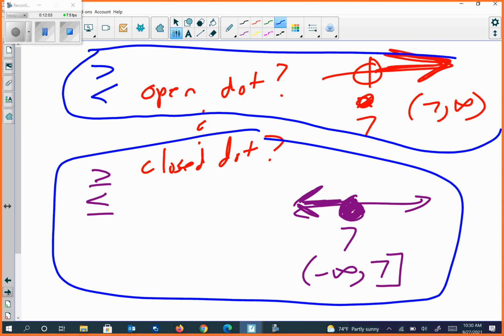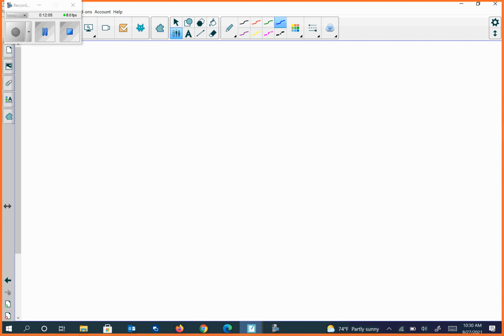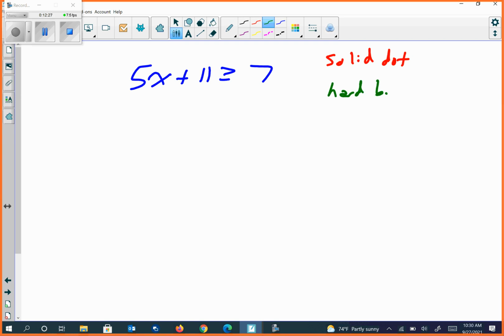Yeah. So let's work out a problem. Let's say I had, so without even starting the problem, I know that I would have a solid dot if it was asking to plot on a number line. And I also know that this would have a hard bracket at the number.